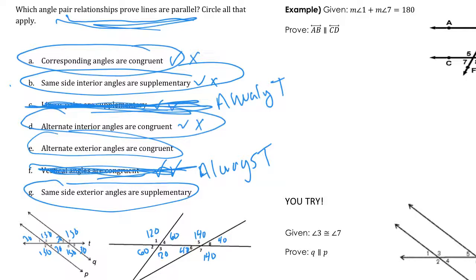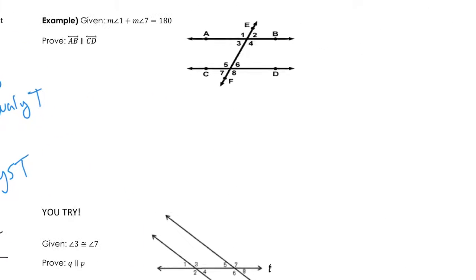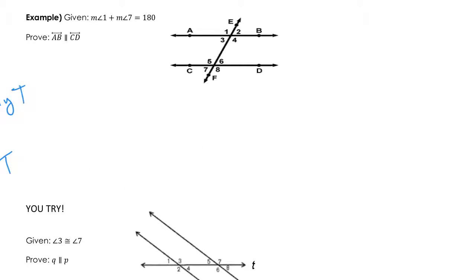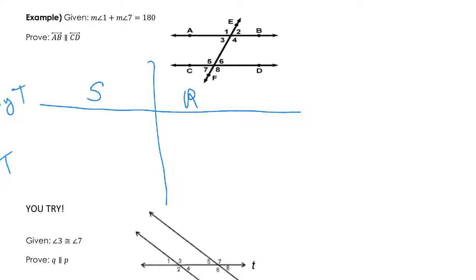So let's look at how we do proofs on this next you try or example. So it says given and prove. So right away, when I see a given and a prove, I need to make a T-chart with my statements and reasons. So this is how we do a proof in geometry. 1, we always write down what we're given. Just write the exact thing. So angle 1 plus angle 7 equals 180. And I know that because that's the information they gave me. So I wrote given.